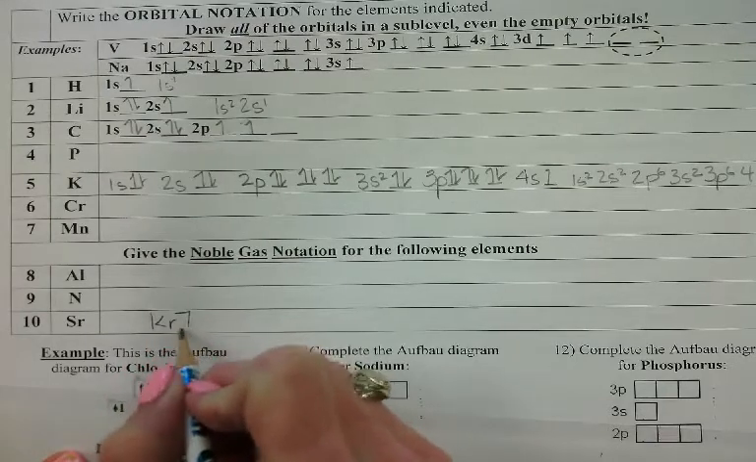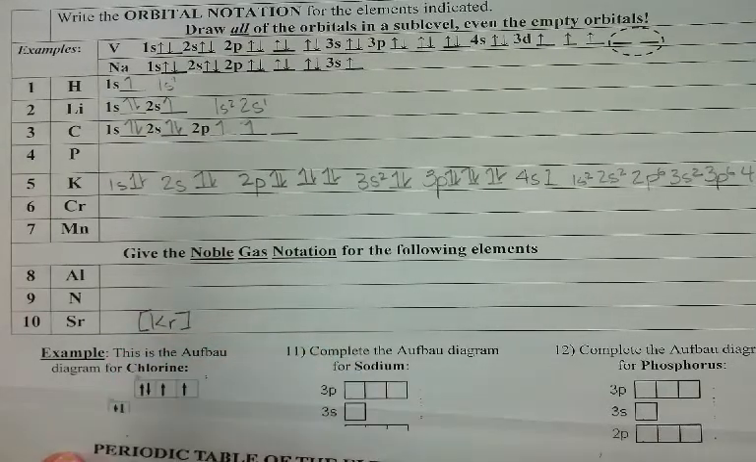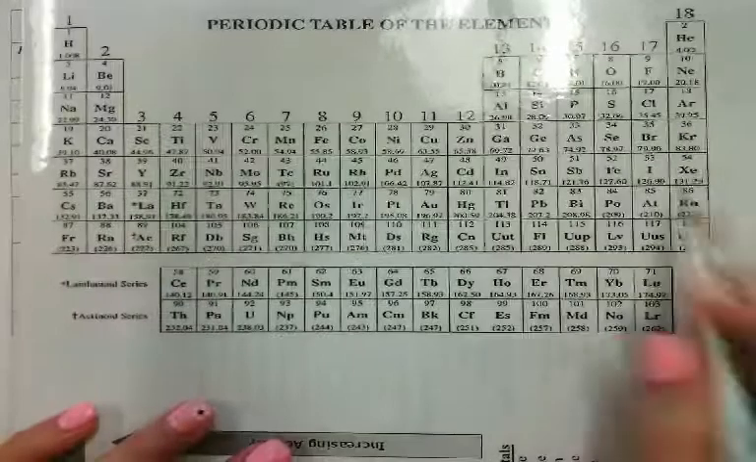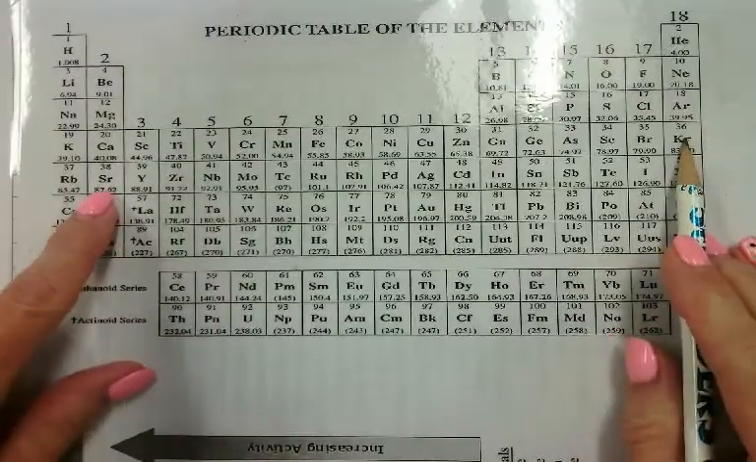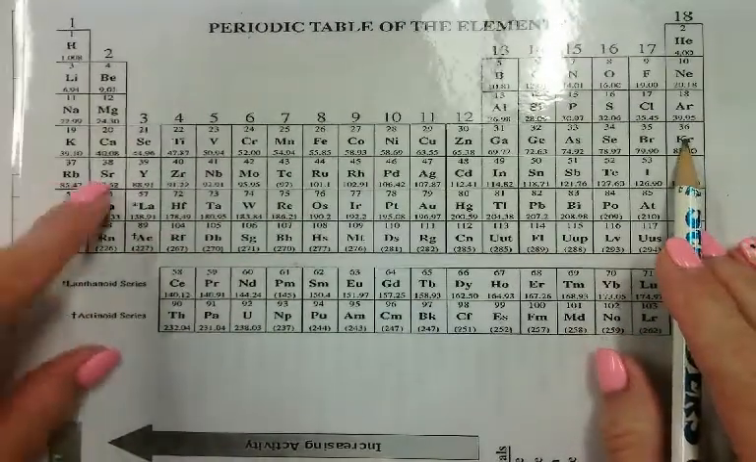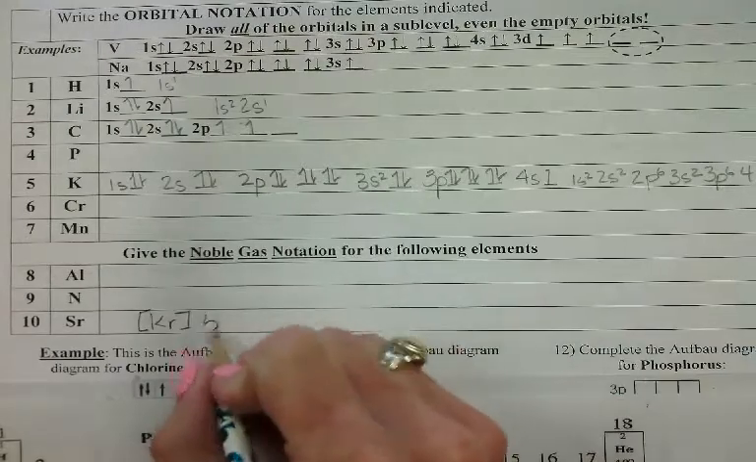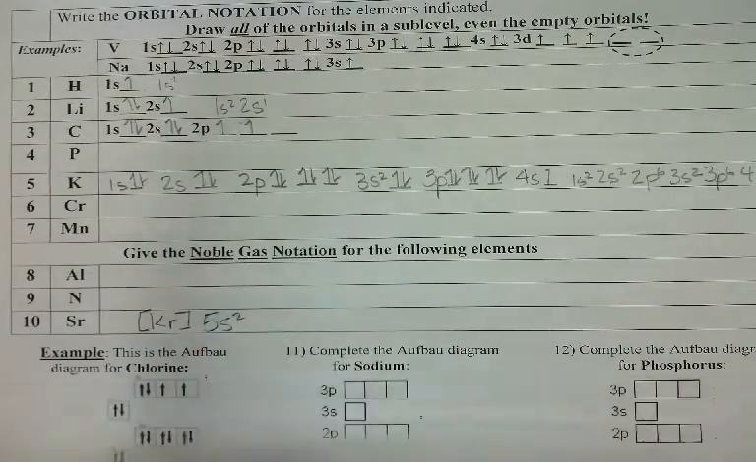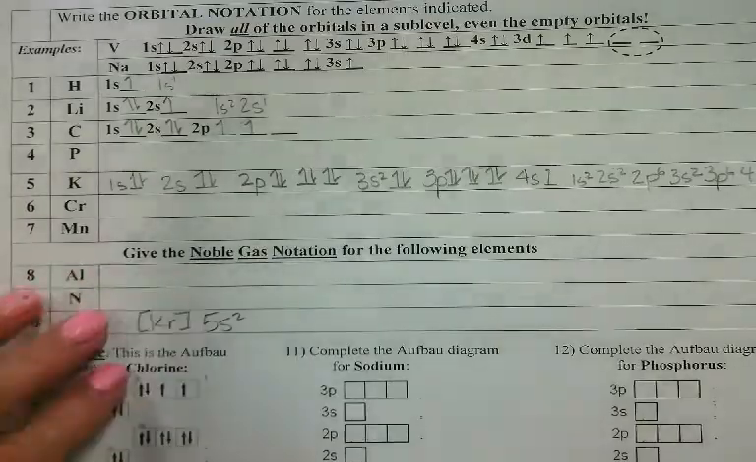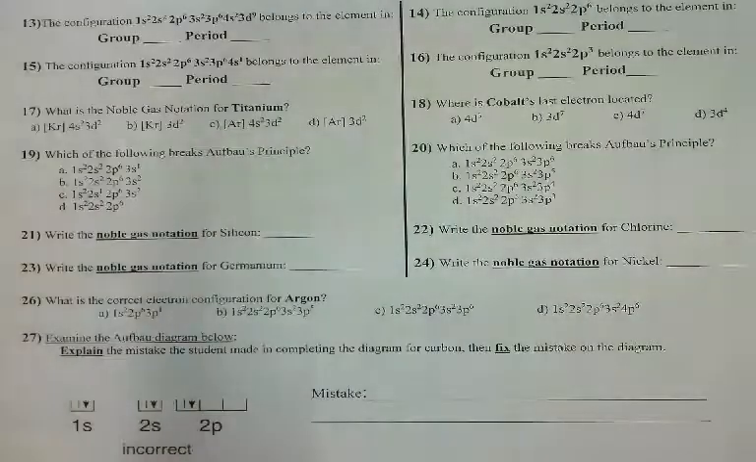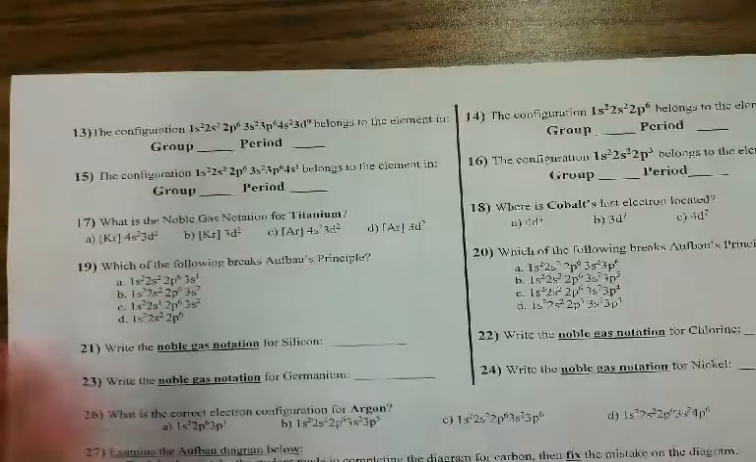So you put krypton in brackets. Brackets, not parentheses. And then you put the remainder. So it's krypton, 4s, or wait, that's 5s2. Krypton, 5s2. There's that noble gas notation, making our life so much easier. Okay, page 3. Do a few of these.